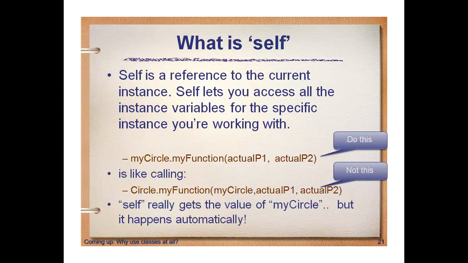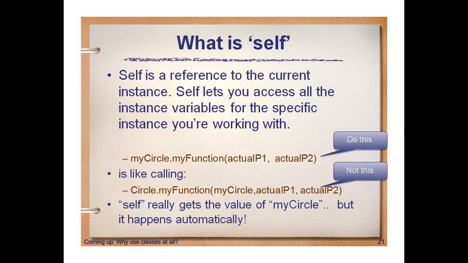Now coming to one of the most important things that I keep on discussing: what is self? Self is a reference to the current instance. Whichever current instance we are going through, it is just a reference to it, right? The word self indicates that I am indicating myself. So the method is returning something to itself. How is this being done? Let's see. Self lets you access all the instance variables for the specific instance you are working with.